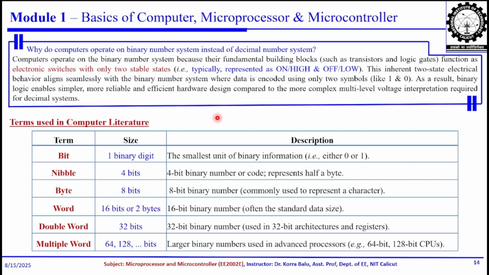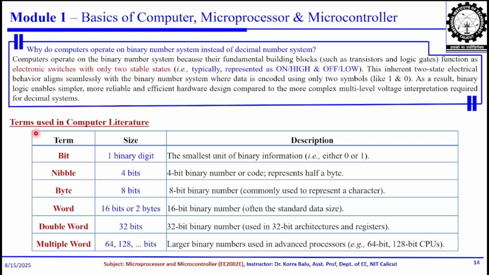The important terms used in computer literature are bit, nibble, byte, word, double word and multiple word. One bit means one digit. A nibble is 4 bits, a byte is 8 bits, a word is 16 bits or 2 bytes, and a double word is 32 bits.